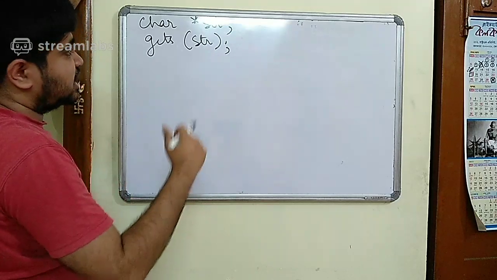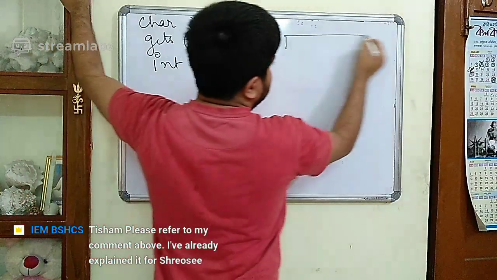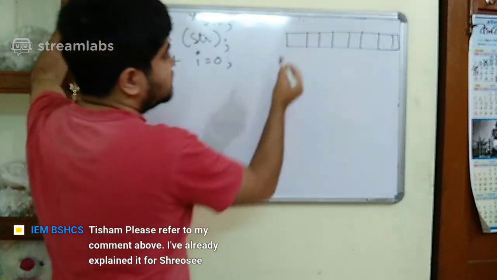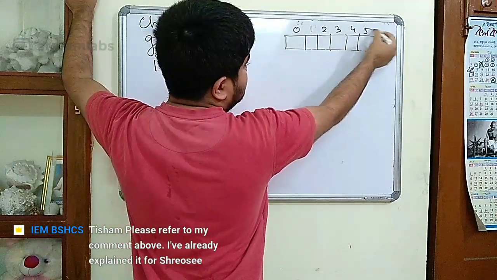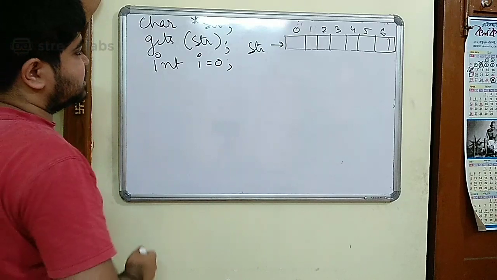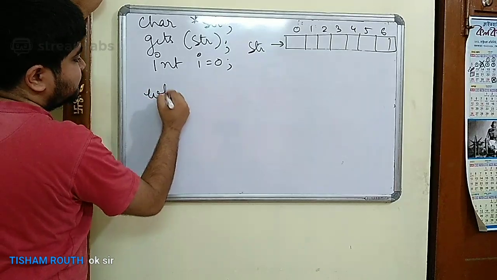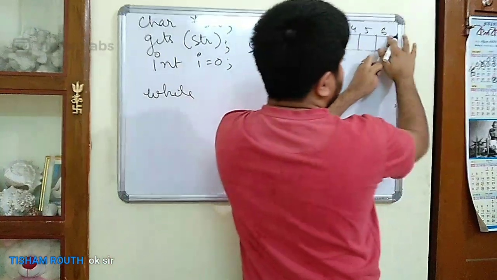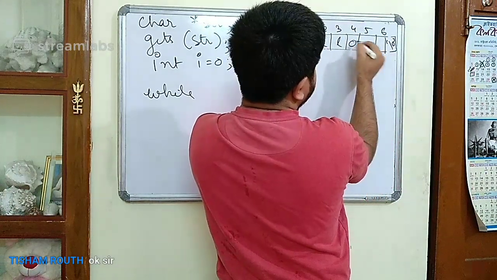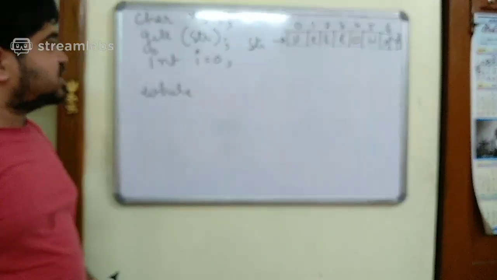Now, after this gets, I will simply parse through it. Another way of parsing is, say suppose I have int i equal to 0. I want to go through all of the locations, but instead of using a pointer, I want to use the array way. So this is str, which is holding the first base address, but I need to go through the whole of this. At the very last, what do we have? Slash zero. Say suppose I have hello.